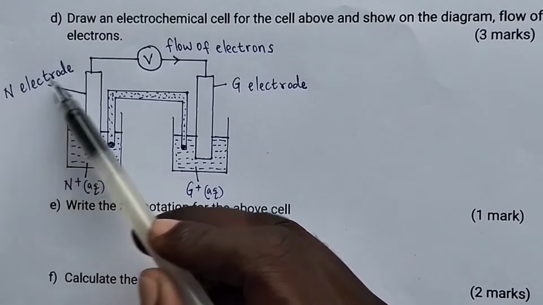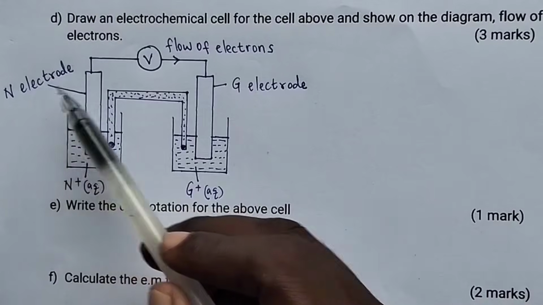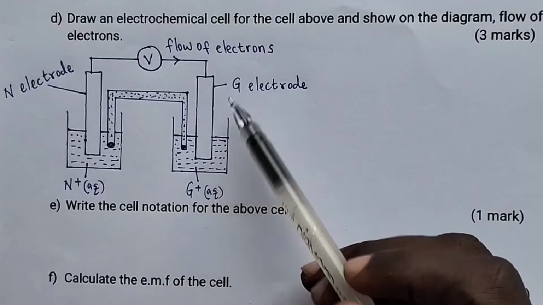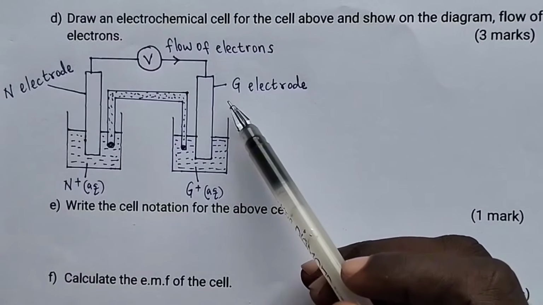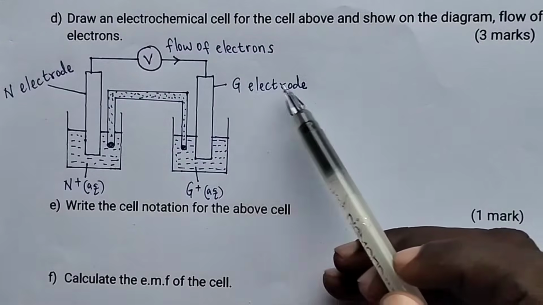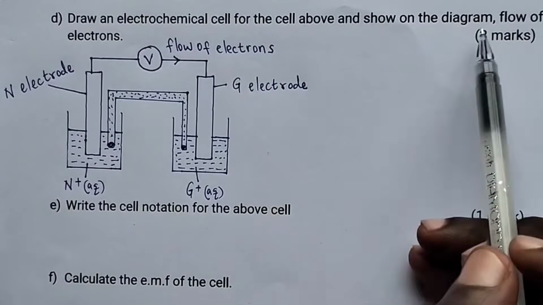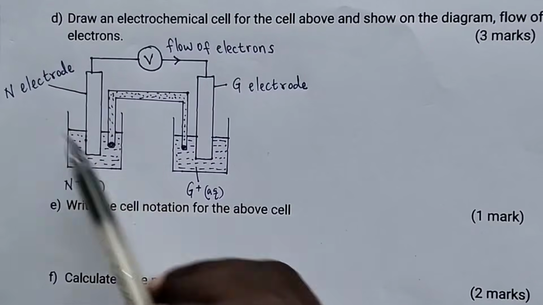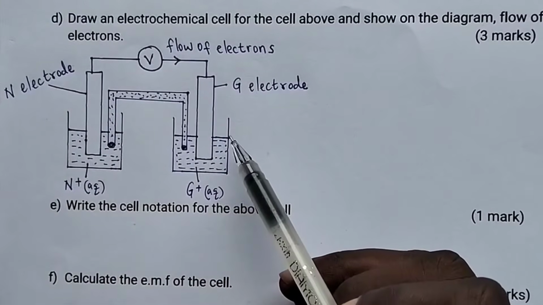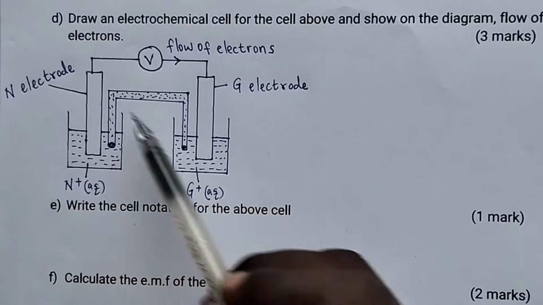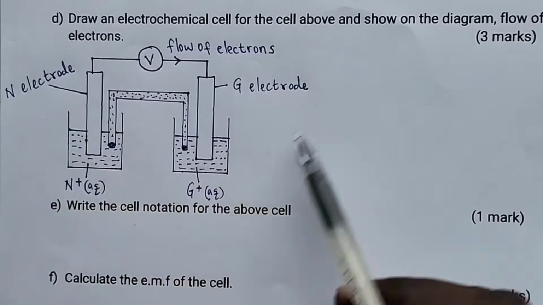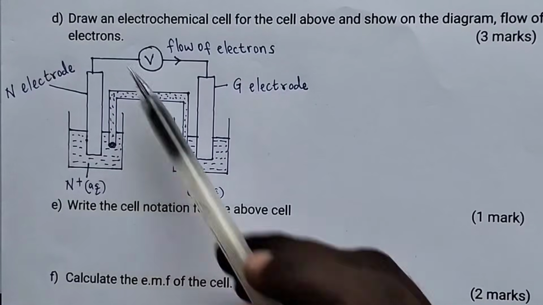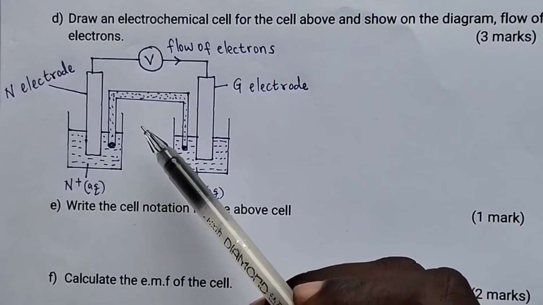N rod or N electrode, we can label it there, and here is the side for the oxidizing agent, so we are supposed to put the rod of that oxidizing agent. That's the G electrode or G rod. Then remember we are told to show on the diagram the flow of electrons. So electrons flow from the reducing agent to the oxidizing agent, or from the side where oxidation occurs to the side where reduction occurs. Remember we said oxidation is loss of electrons. So the substance that undergoes oxidation is the reducing agent.